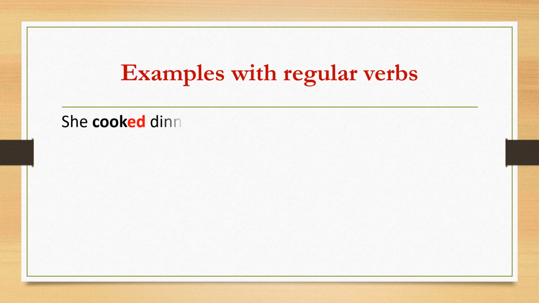Let's see some examples. She cooked dinner. Without any time expression, we have cooked. We understand that it is in the past and this person cooked dinner last night, last month, last year. She cooked dinner. He cleaned the play area.